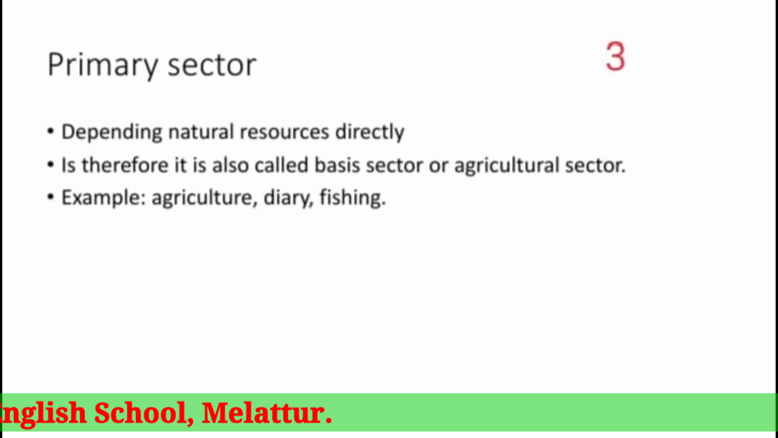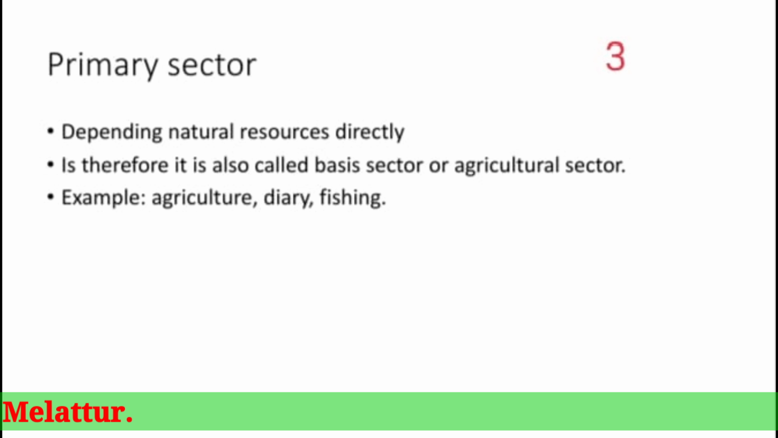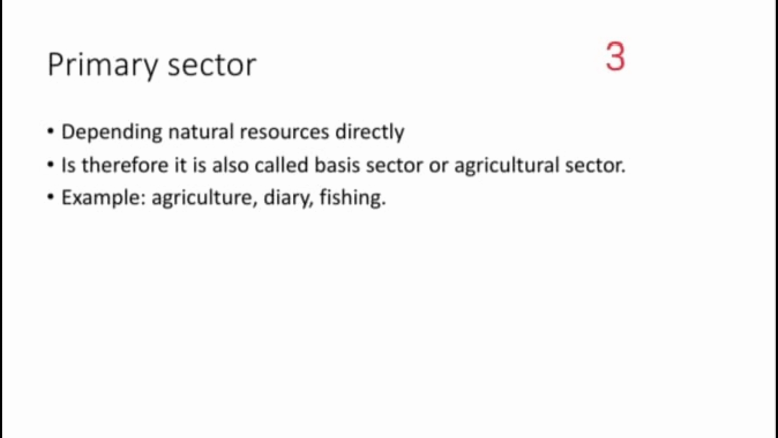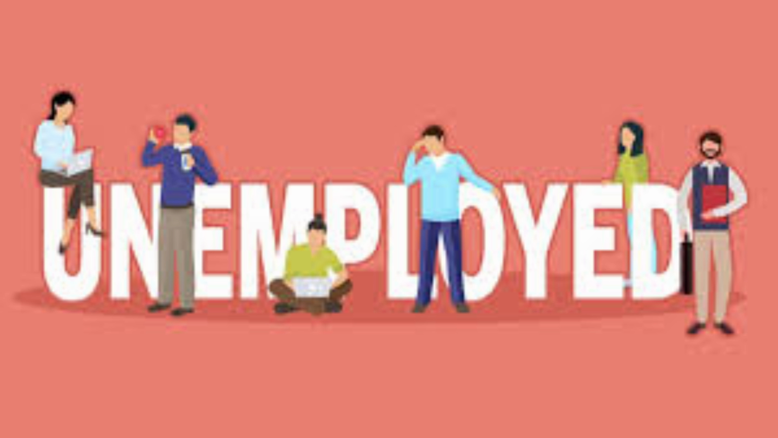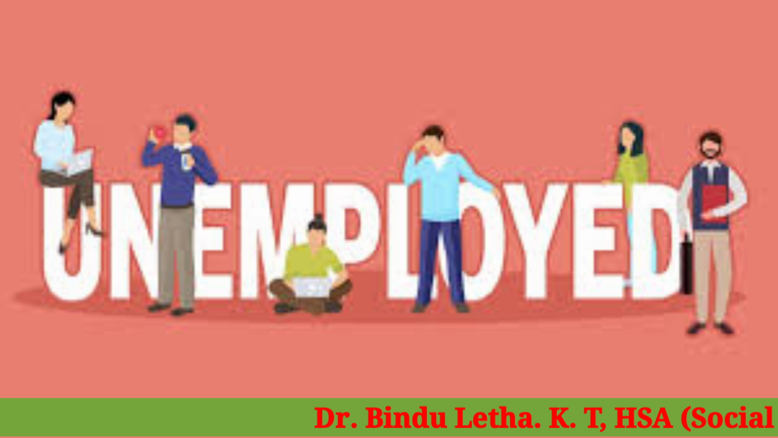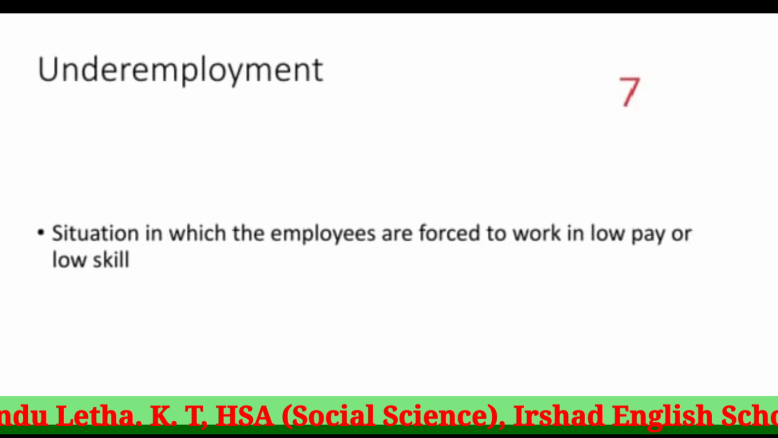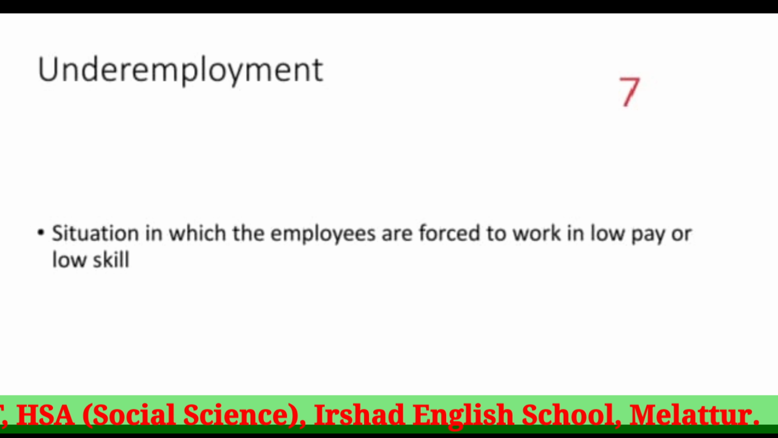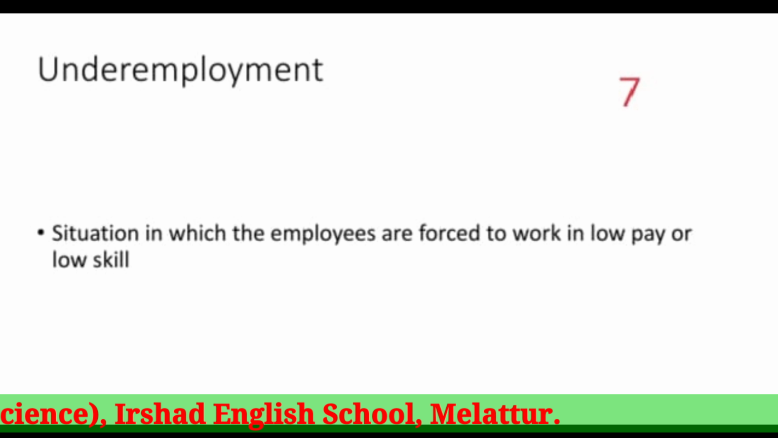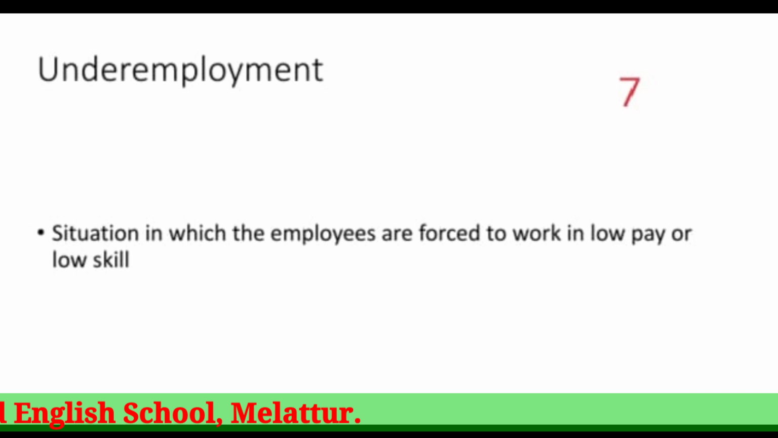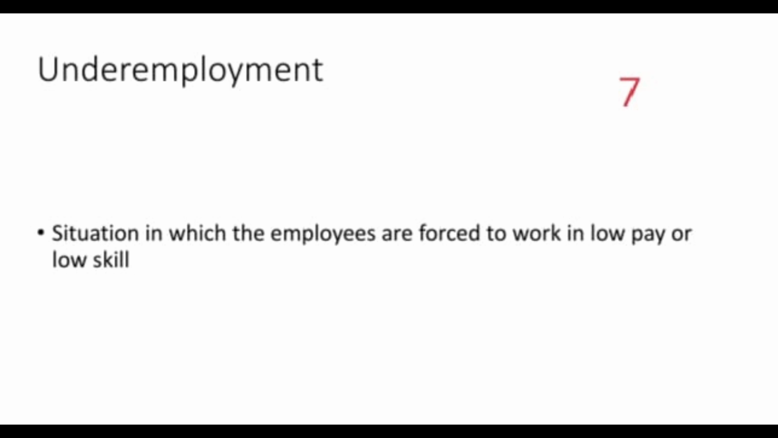So we have to check the features of the primary sector. The main feature of the primary sector is unemployment. It is very common. Another feature is underemployment. It is a situation where people are apparently working, but all of them are made to work less than their potential. There is no chance of earning. It is also known as hidden unemployment or disguised unemployment.